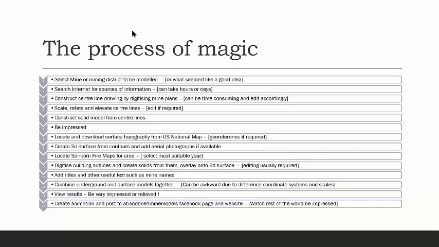You load those images into, say, AutoCAD, like the mine plans, and then you spend some more time digitizing the outlines of all the buildings. You create some nice solids from them so they look real, and then you can overlay them into their real world 3D space, which again takes a little time. I then add some titles and other useful text so other people apart from myself can understand what they're looking at. And then once you've done that, it's time to combine both the underground and the surface models together.